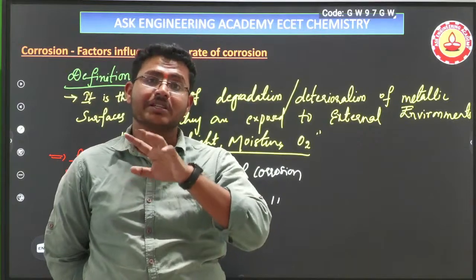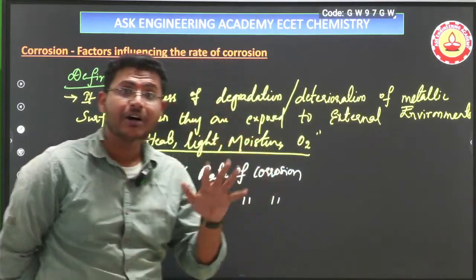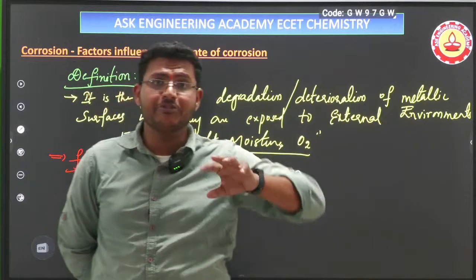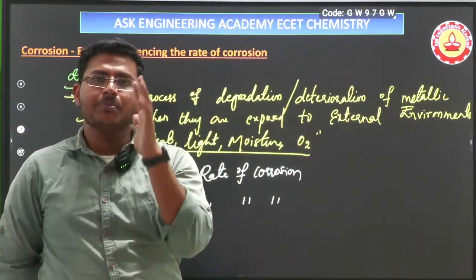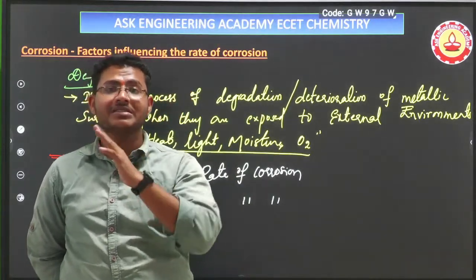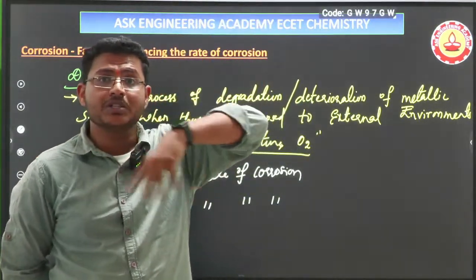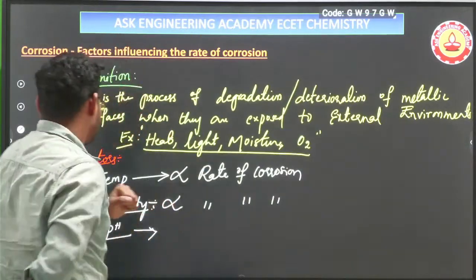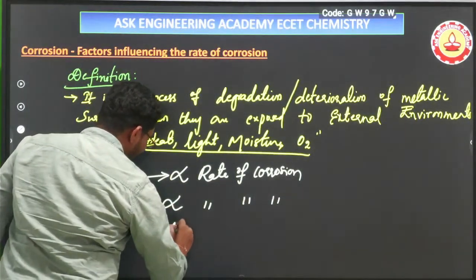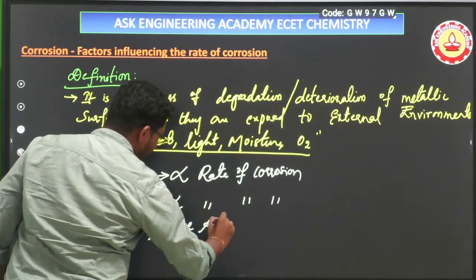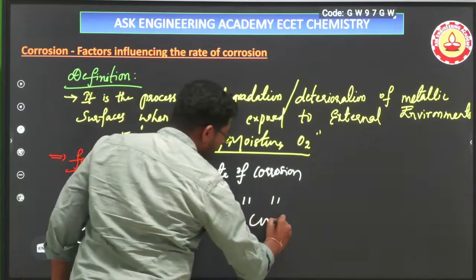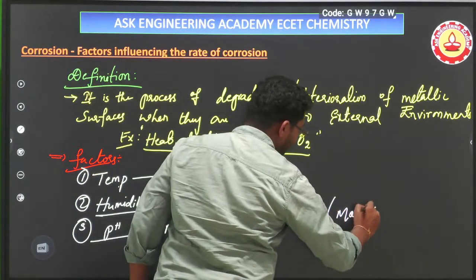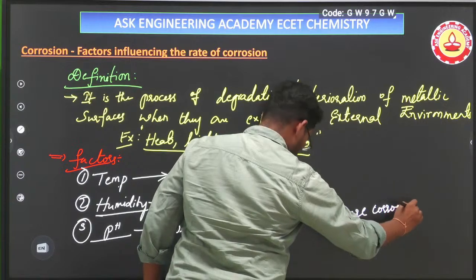Generally, the rate of corrosion is always high in acidic environments. Remember this. If you get a question regarding the relationship between pH and rate of corrosion, you must blindly remember that the rate of corrosion is always high when the solutions or the atmosphere or external surroundings are acidic in nature. More acidic conditions, more corrosion.